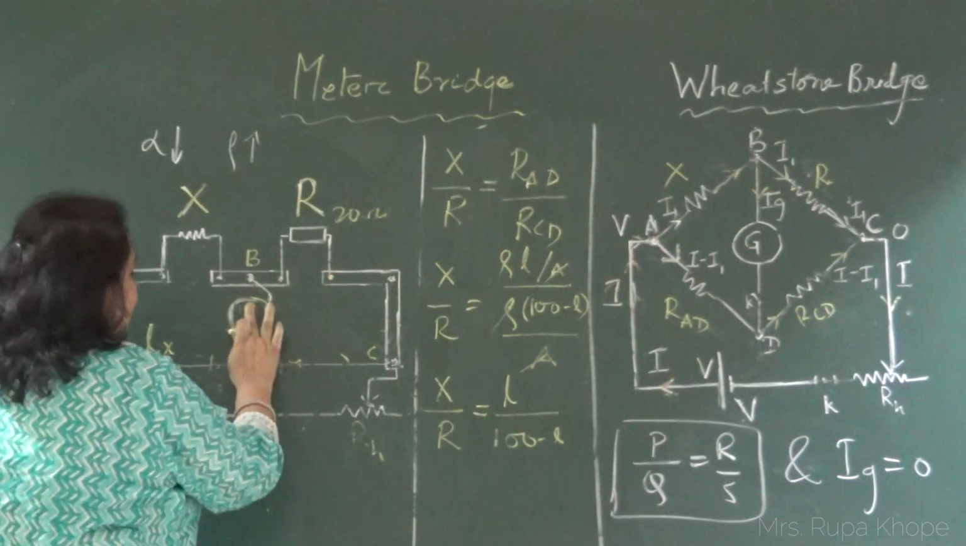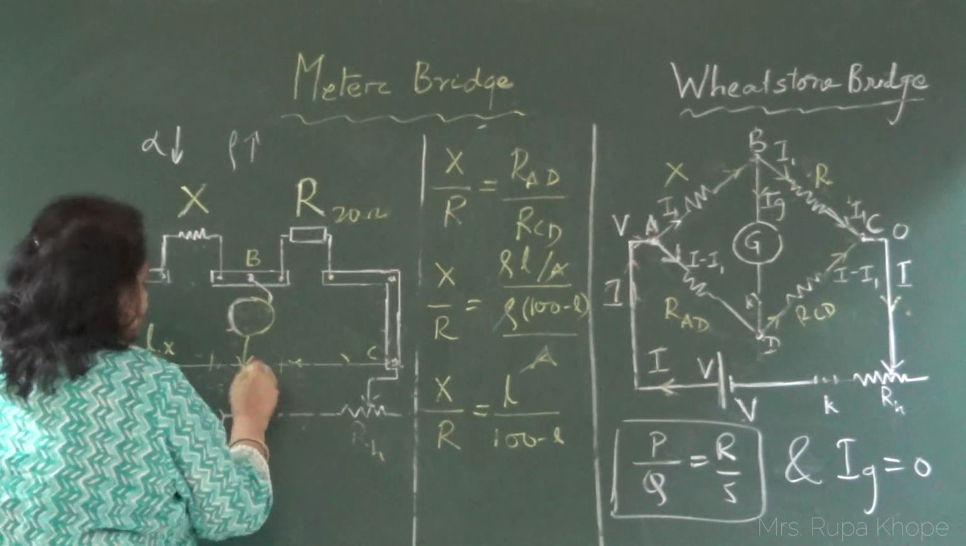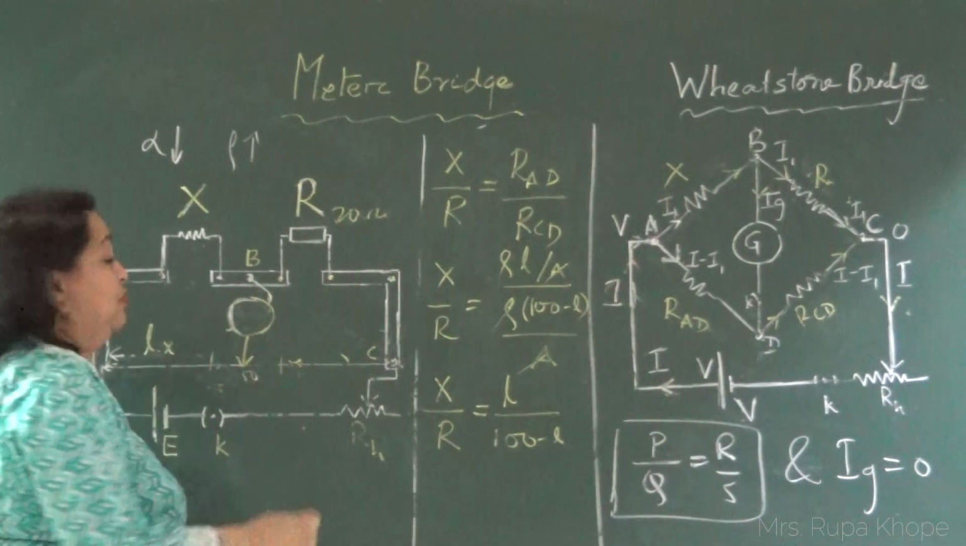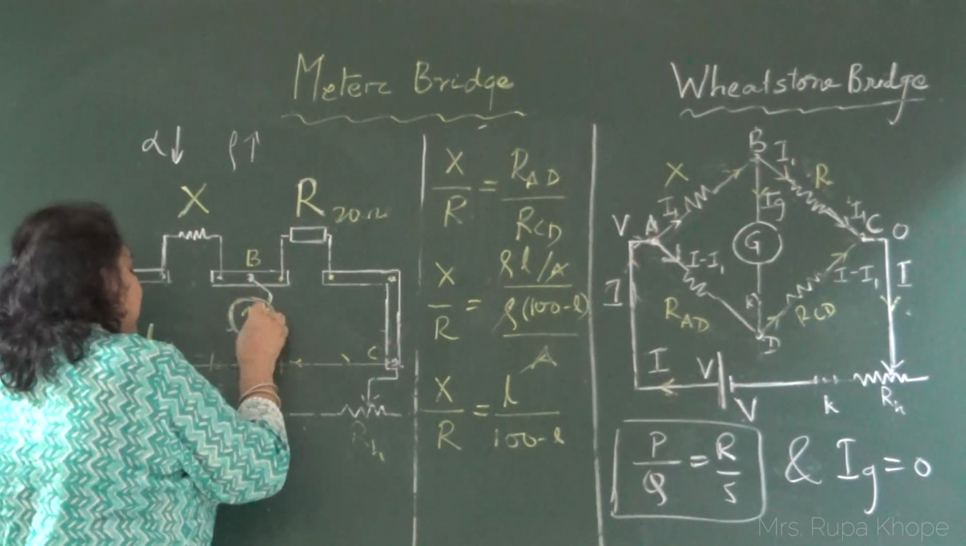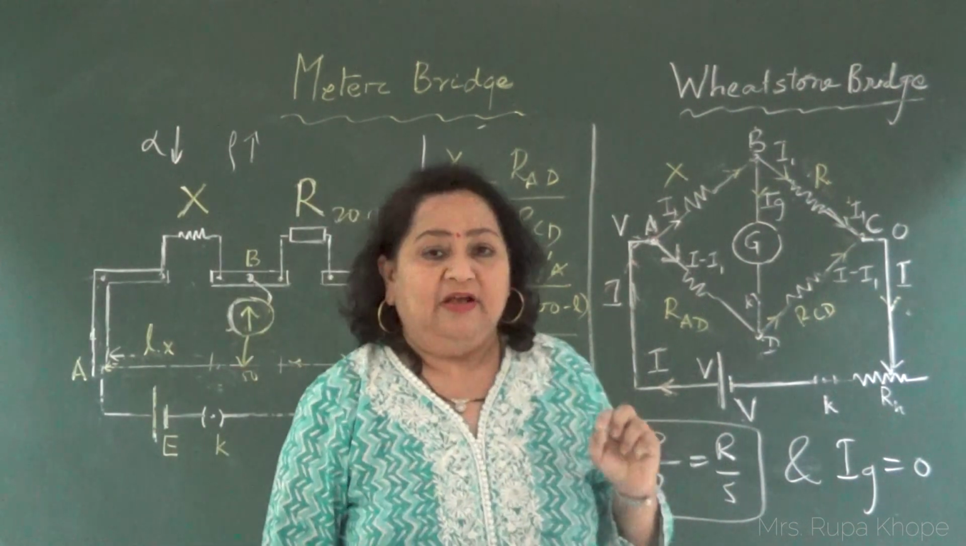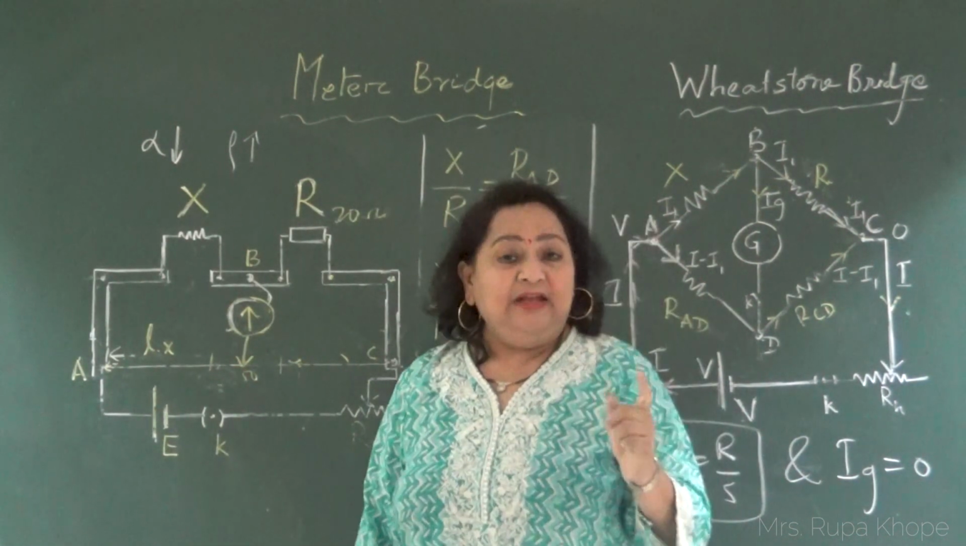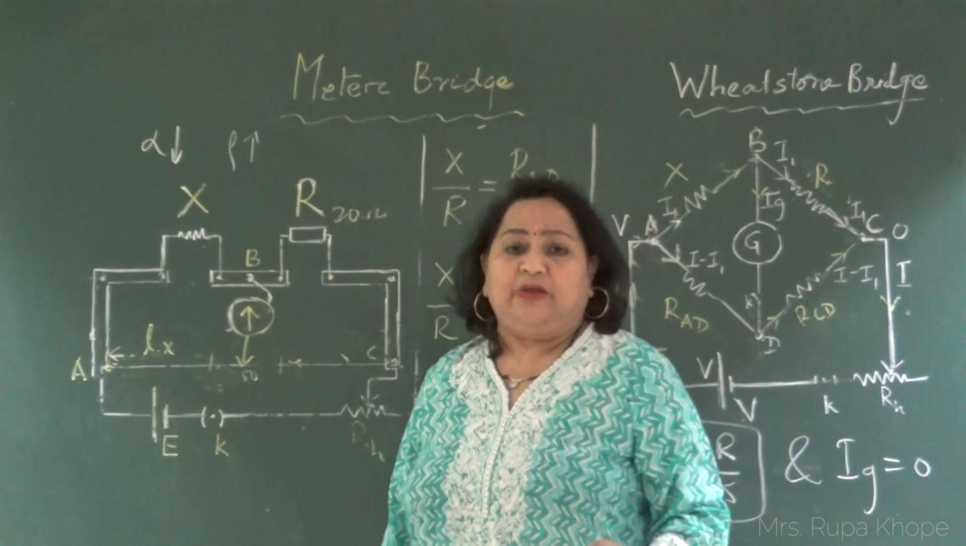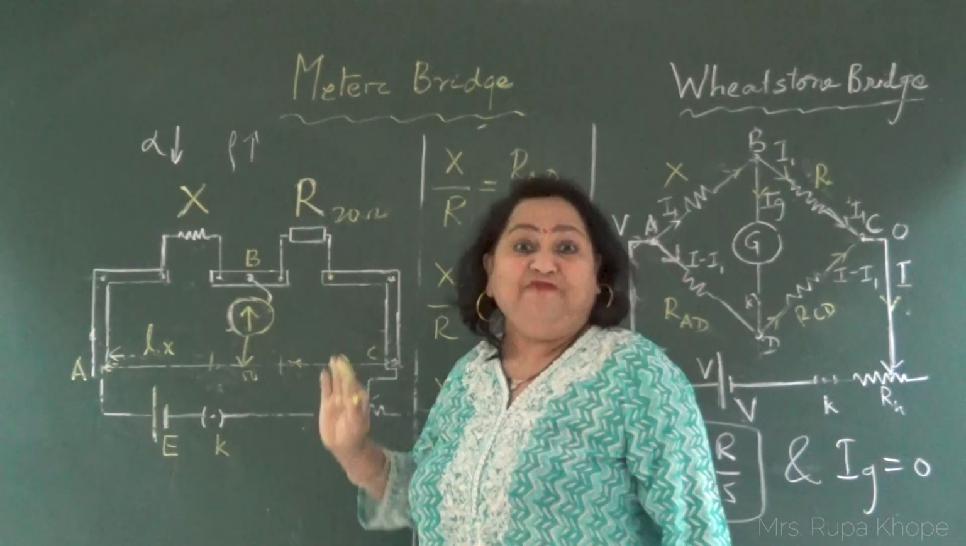Center means where? At 50. What is the meaning of null point? No deflection in the galvanometer. Galvanometer deflection is 0. It is called the null point. And this method is called the null method. We get very good accuracy with the null method because there is no current flowing.